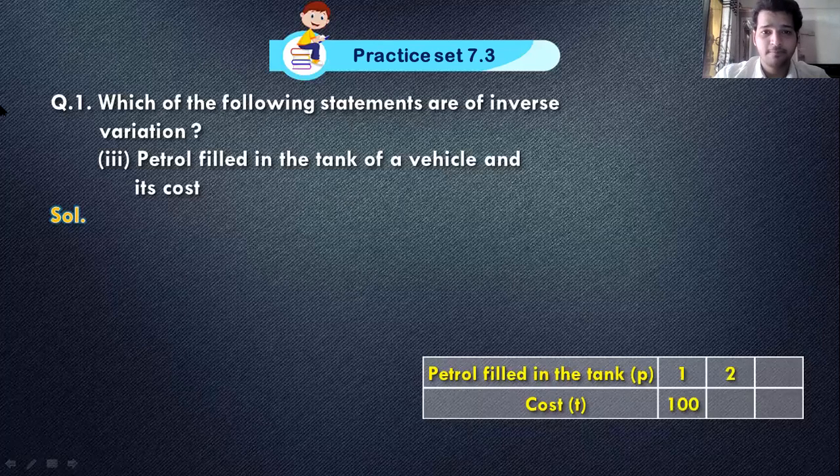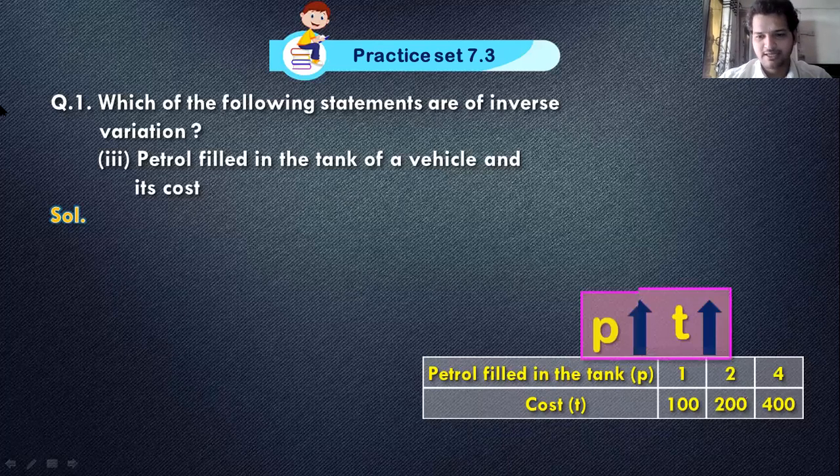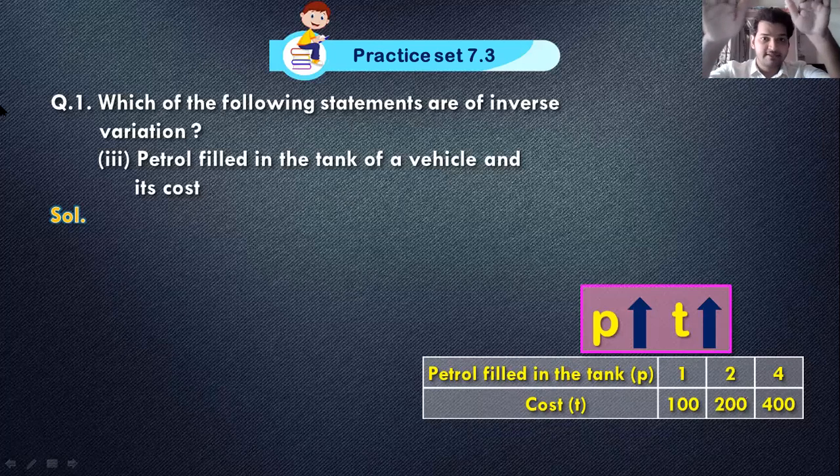Very good, students. Fantastic. It will be 200 rupees. And if I fill up 4 liters of petrol, then how much cost should I bear? 400 rupees. As you all can see, when you are increasing the number of liters of petrol in the tank, the cost is also increasing. So both the quantities are increasing hand in hand. So it is an example of direct variation.